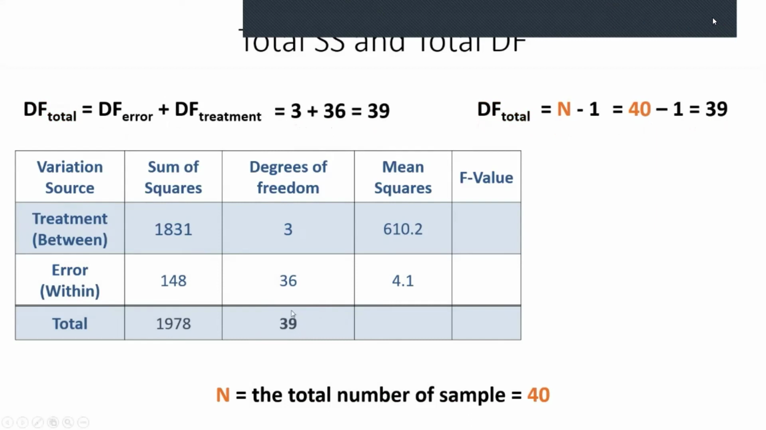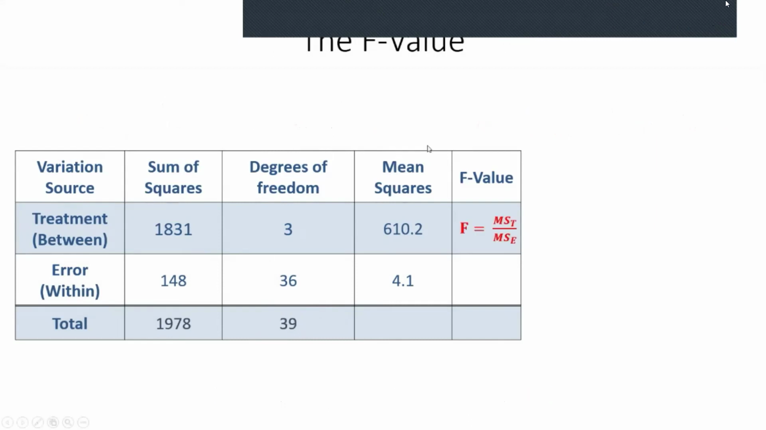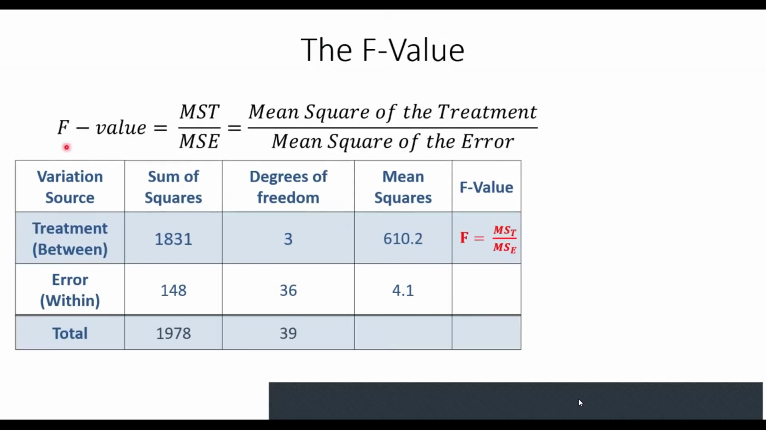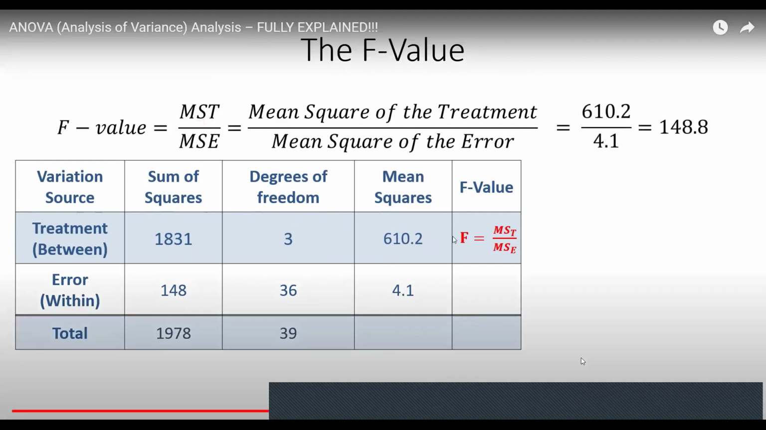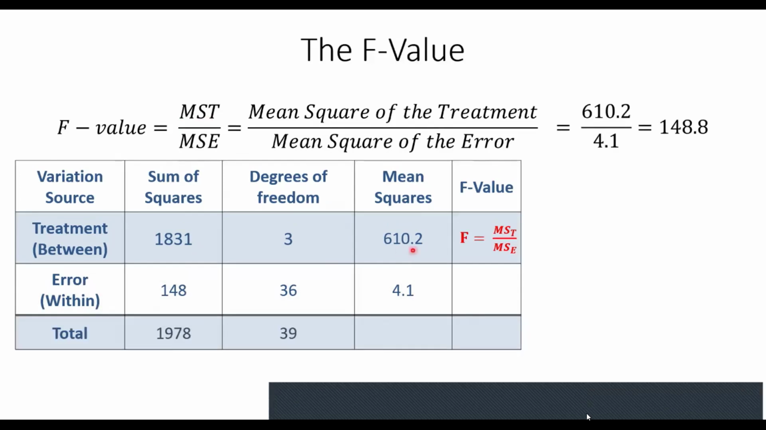Now that we have all this information, we can calculate the F value for this particular experiment. Remember, your F value, or your F statistic, is the mean square of the treatment divided by the mean square of the error. For us, we can take 610.2 divided by 4.1, and we can calculate an F value of 148.8. Now remember, that's a big number, and we should probably be rejecting the null hypothesis, which we will do.